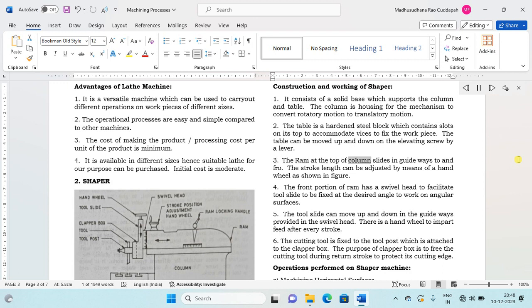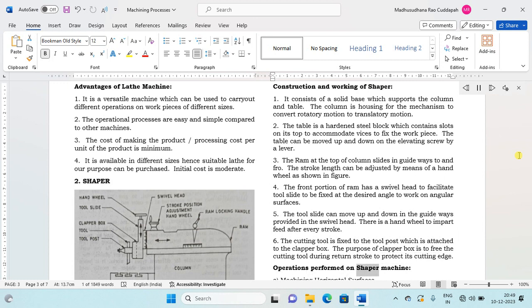3. The ram at the top of column slides in guideways to and fro. The stroke length can be adjusted by means of a hand wheel as shown in figure. 4. The front portion of ram has a swivel head to facilitate tool slide to be fixed at the desired angle to work on angular surfaces. 5. The tool slide can move up and down in the guideways provided in the swivel head. There is a hand wheel to impart feed after every stroke. 6. The cutting tool is fixed to the tool post which is attached to the clapper box. The purpose of clapper box is to free the cutting tool during return stroke to protect its cutting edge.